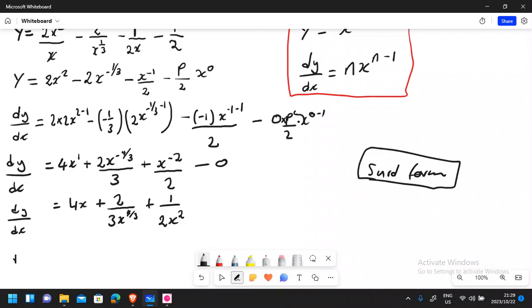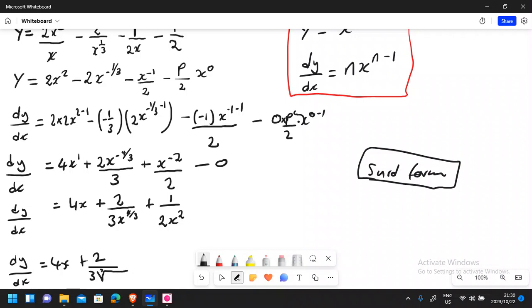So the surd form, which is the final answer, is supposed to be dy over dx. It's supposed to be 4x here, and then plus 2 on the numerator, but on the denominator we have 3. So how do you write this in surd form? For the fact that we have the fraction as an exponent, we know that the denominator of this fraction is actually the root. So this is going to be the cube root. Let me just write it very nicely so that I can write 3 there.